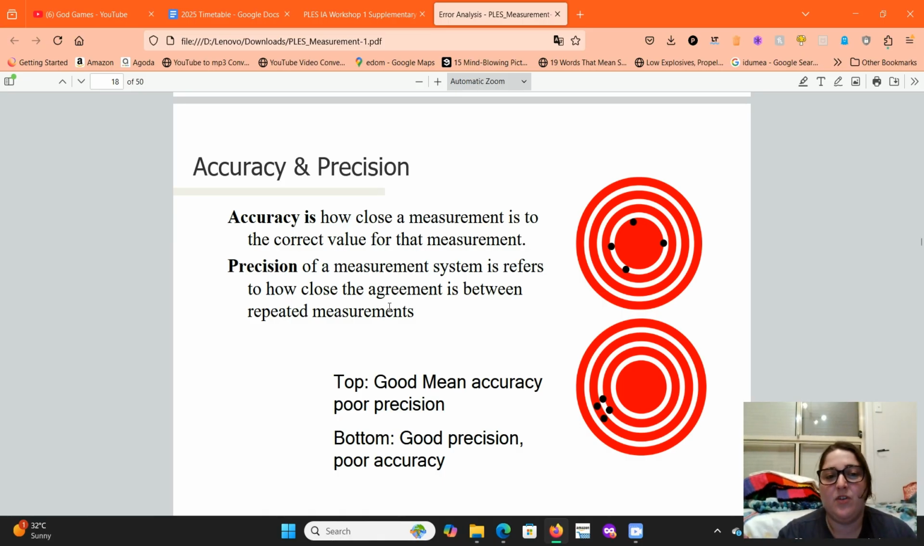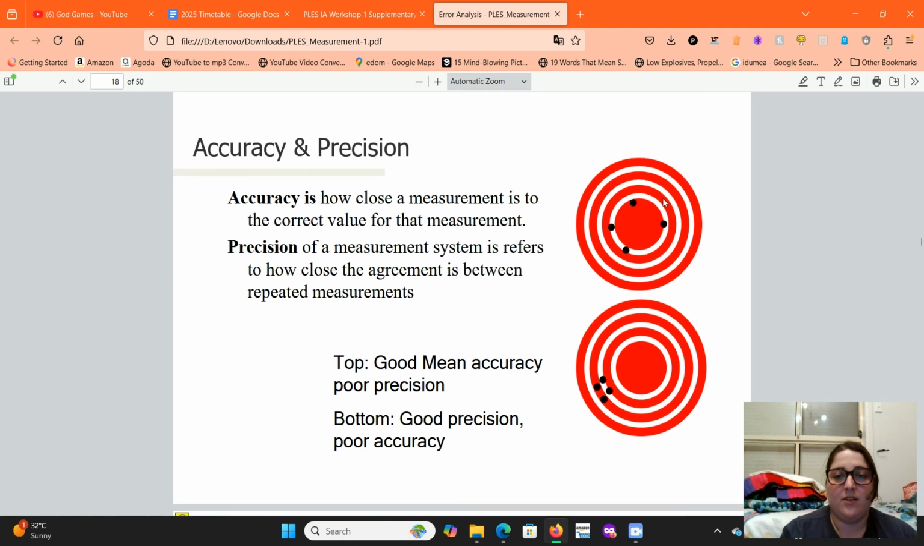Precision of a measurement system refers to how close the agreement is between repeated measurements. These here are all close together, so the action has been precise. It may not be accurate because they're not at the center of the target, but they are precise because they are all near each other. This top target represents good mean accuracy with poor precision because these points are far away from each other. This bottom target is good precision but poor accuracy. Good precision, close together. Poor accuracy, not near the center of the target.